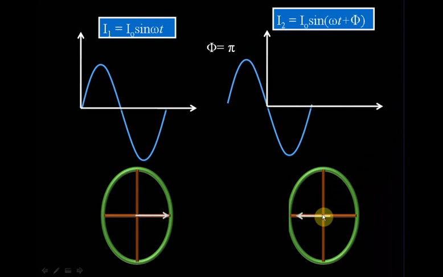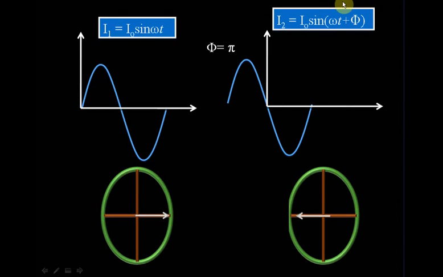Understood? It will start from an angle pi, and therefore it will lead the first vector by an angle pi. Now the motion of both the vectors will be the same, the phasors will be the same, the pattern will be the same, the time period will be the same, the number of cycles per second will be the same. However, at any instant, the electric current in the second case will be a phase phi ahead of the electric current in the first case.